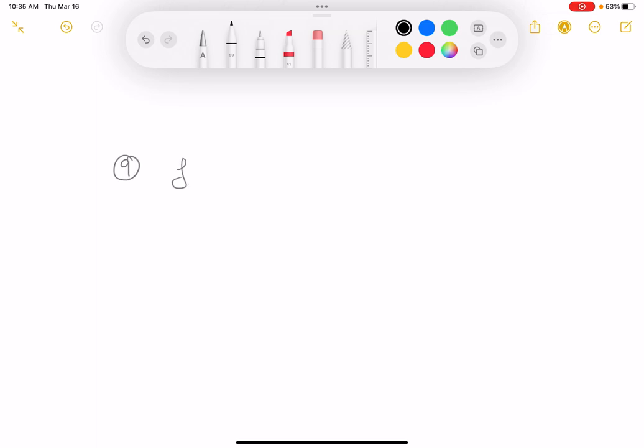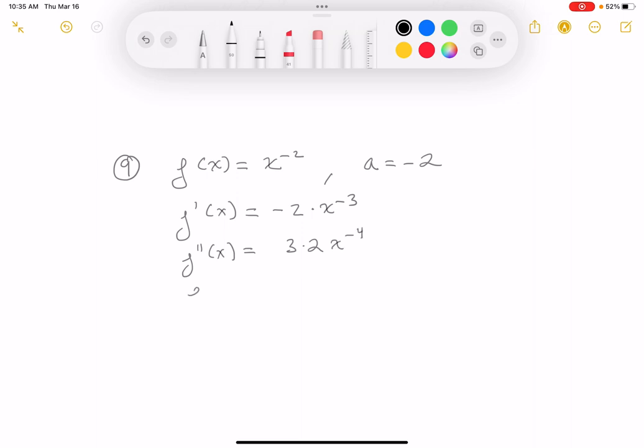And number 9 is f of x. I'm going to go a little bit differently. I'm going to raise x to the minus 2. And the center here is at minus 2. Let me start writing derivatives down. I'm going to write this as minus 2 times x to the minus 3. F double prime is going to be 3 times 2 x to the minus 4. F triple prime is going to be minus 4 times 3 times 2 x to the minus 5.